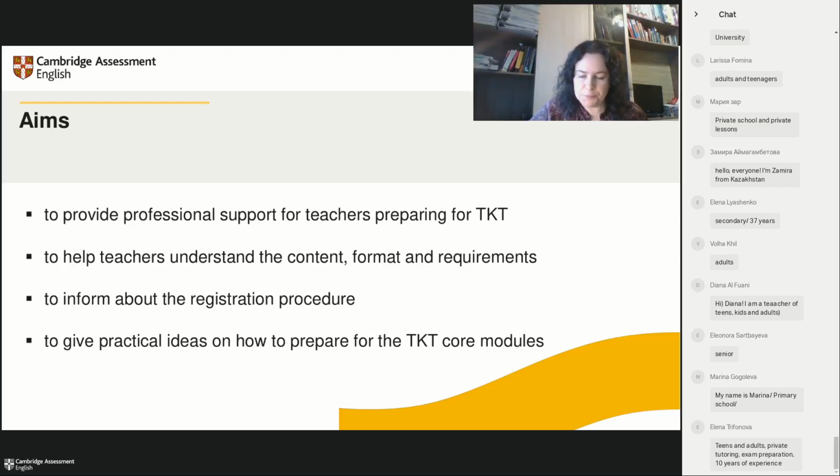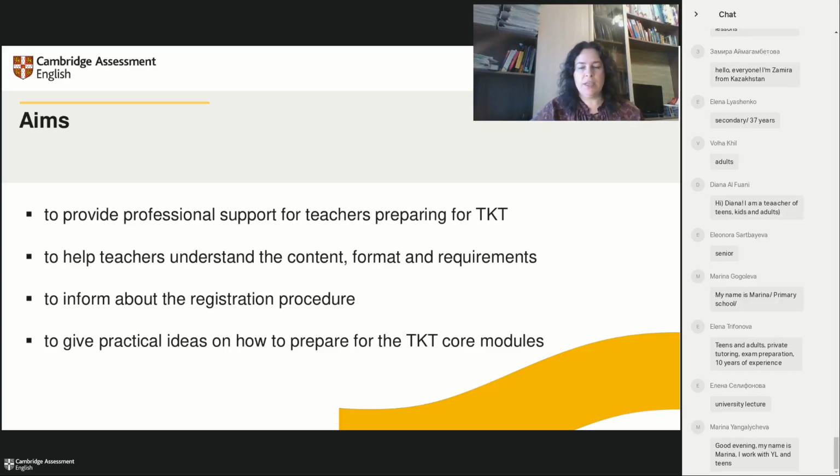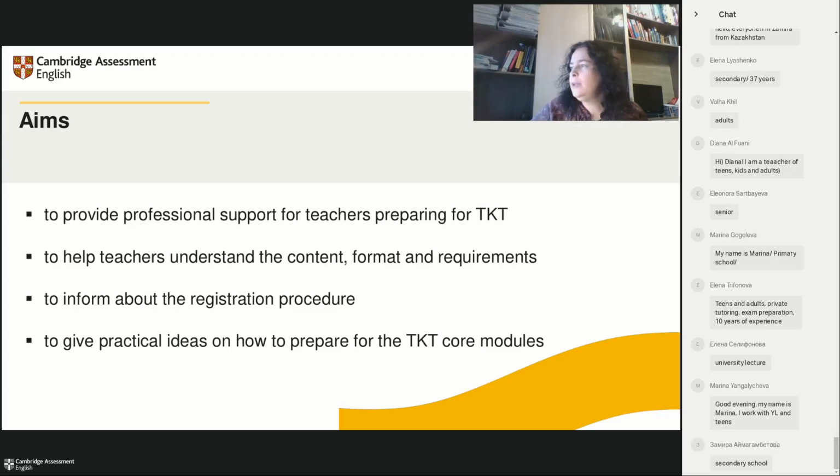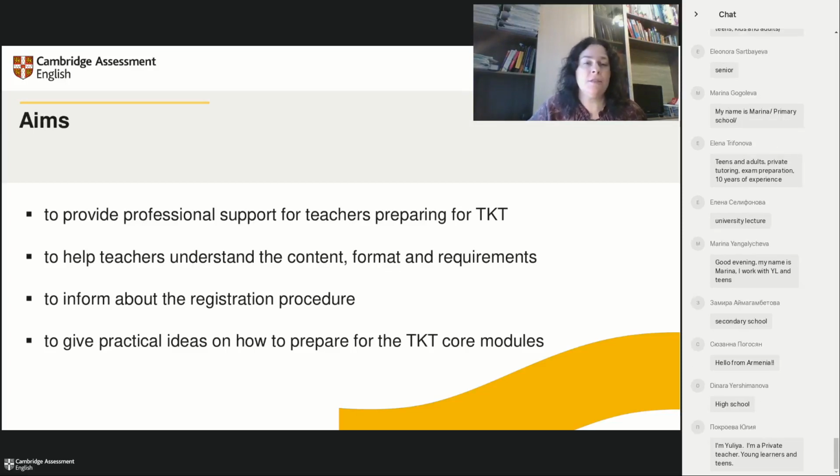Let's move on. I have already talked about the aims of the session. So let's consider why teachers cover different areas from TKT for their professional development, why they take TKT, and what the reasons might be. Private teachers, of course, might be interested in that as well.